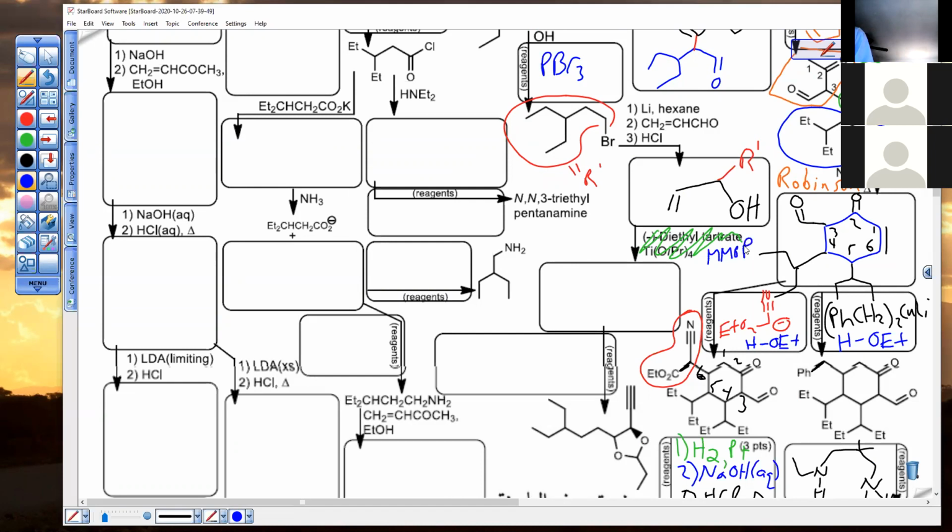Those are P's. And you should know that's going to make an epoxide. We love epoxides. They're very useful for synthesis. We have R prime in epoxide.